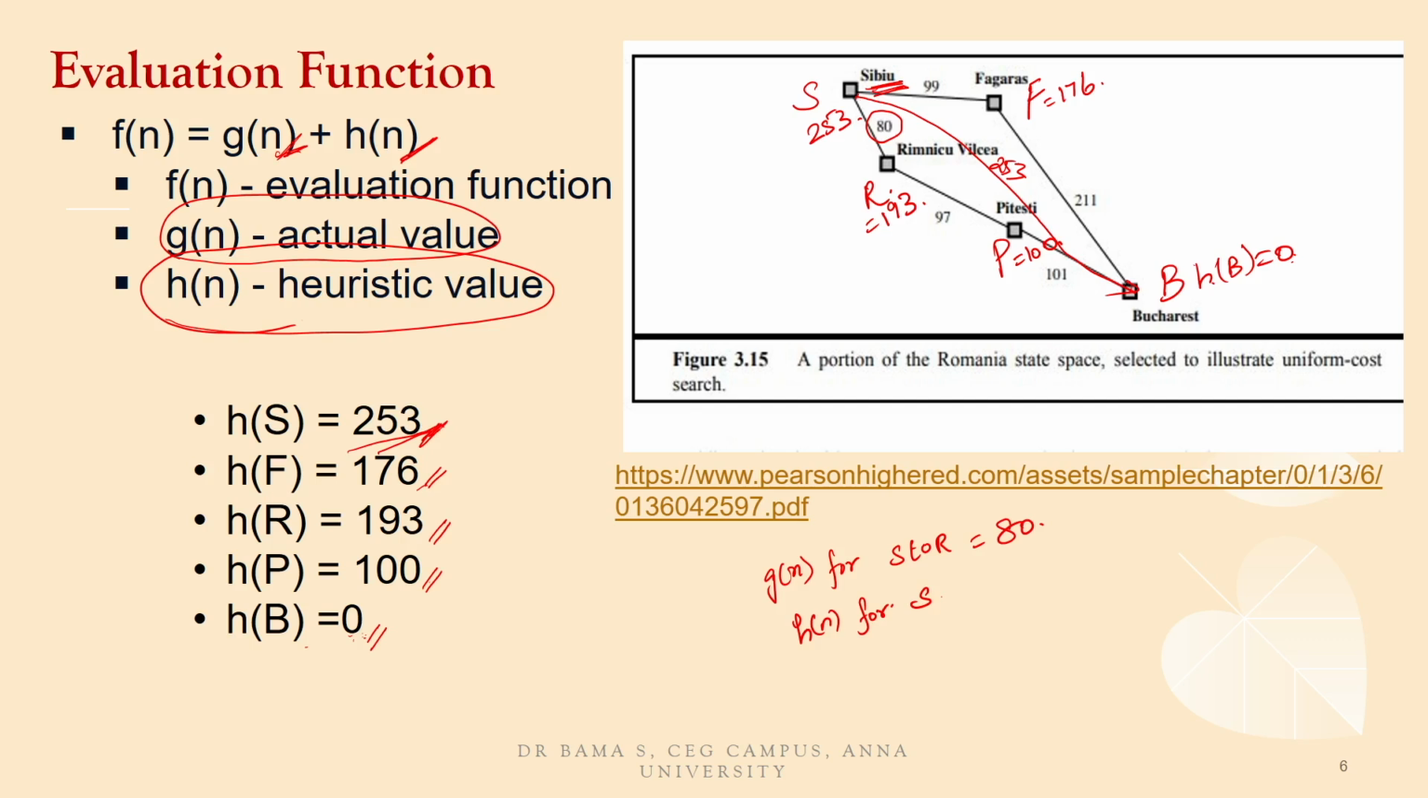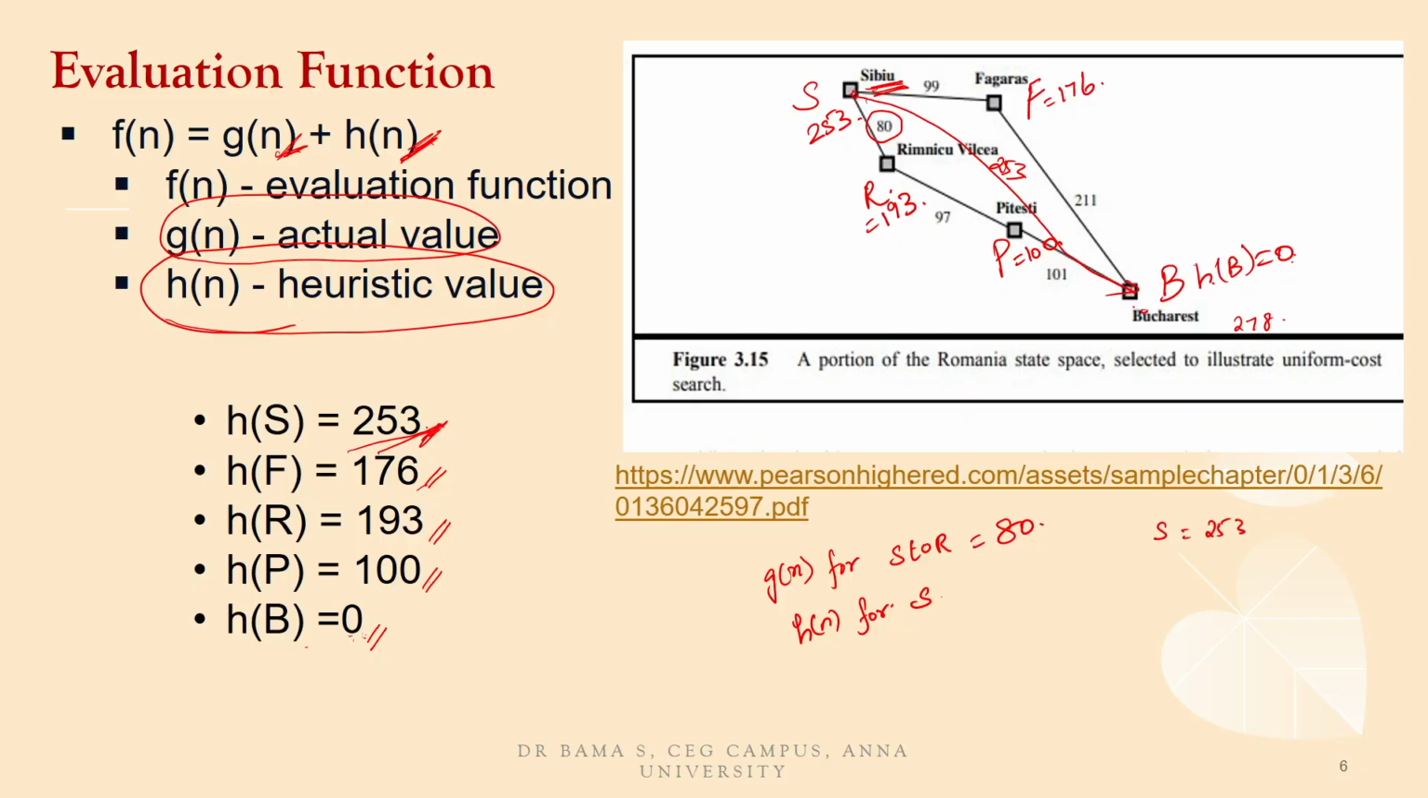So, earlier we found out that the uniform cost search from S to B was somewhere around 278. Now, if we calculate just the h of n value from S to B, from S it is going to be 253. If you start from S, it branches out to R and F, and from R it branches out to P, and from P to B, and from F to B.